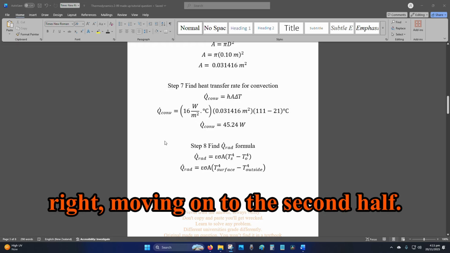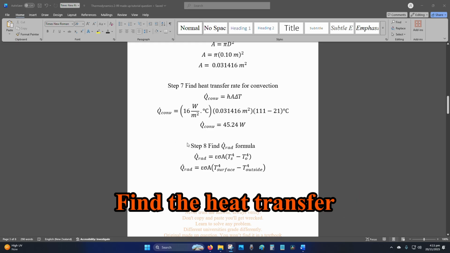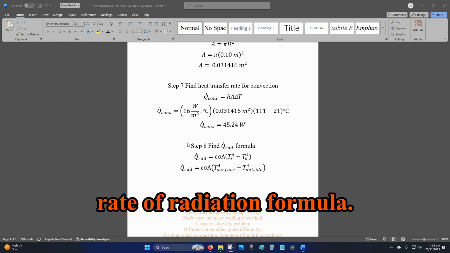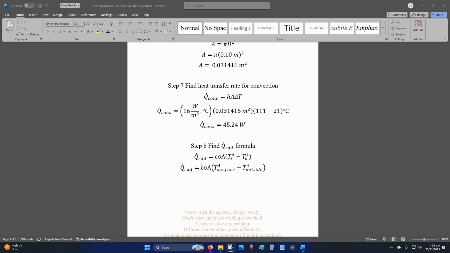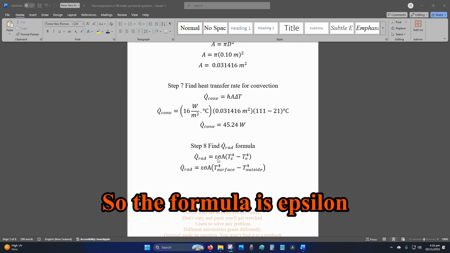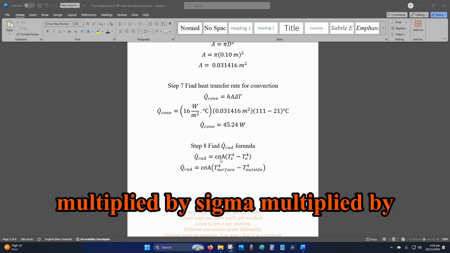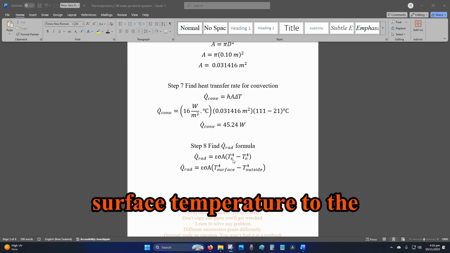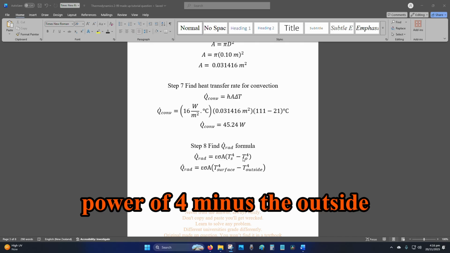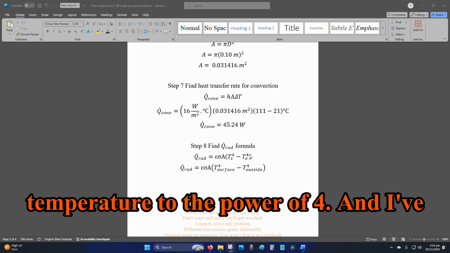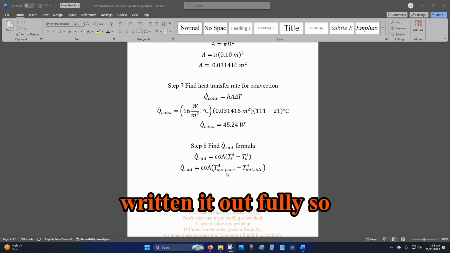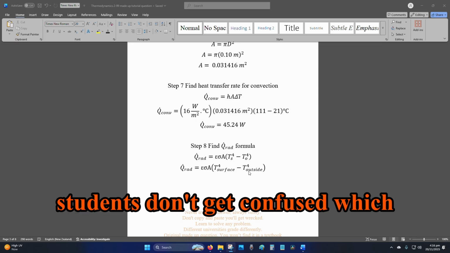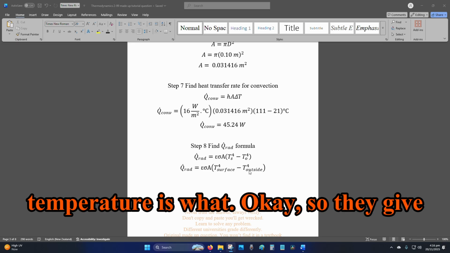Alright, moving on to the second half. Find the heat transfer rate of radiation formula. So the formula is epsilon multiplied by sigma multiplied by A, which is area, multiplied by the surface temperature to the power of 4 minus the outside temperature to the power of 4. And I've written it out fully so students don't get confused which temperature is what.